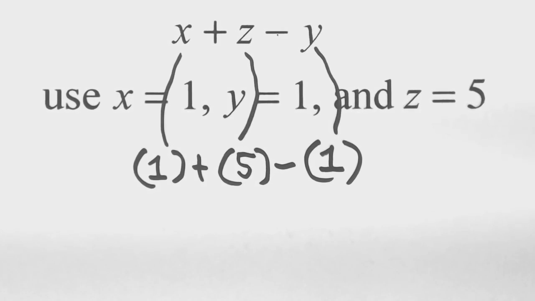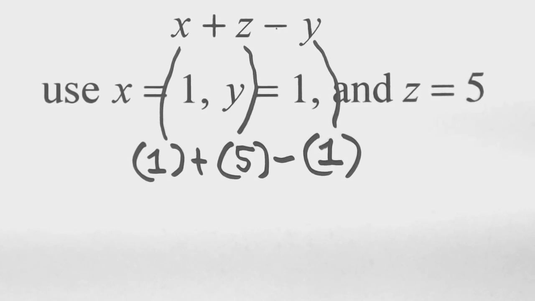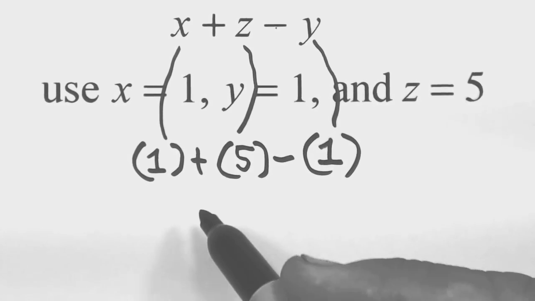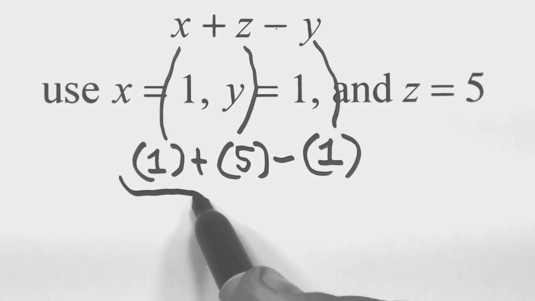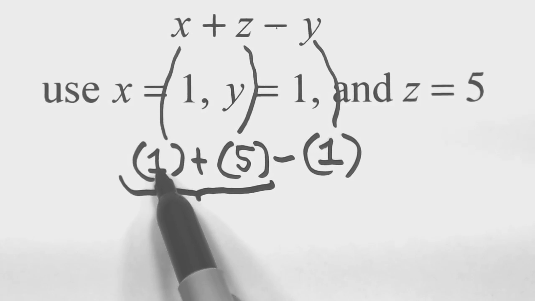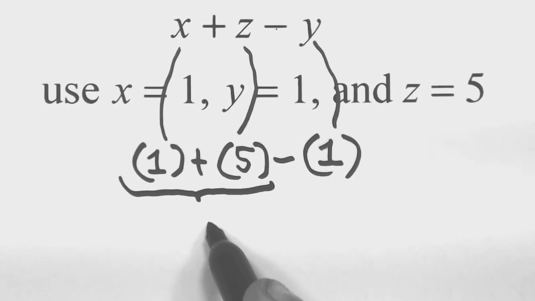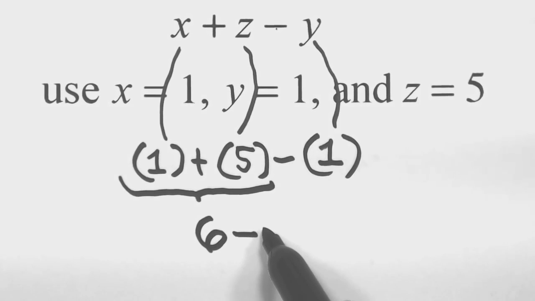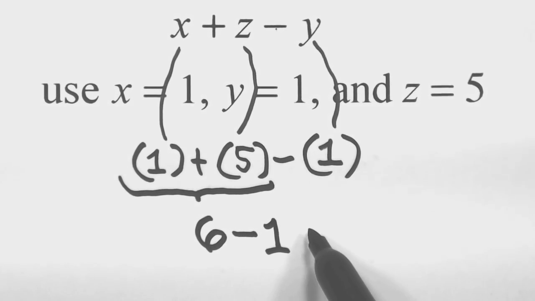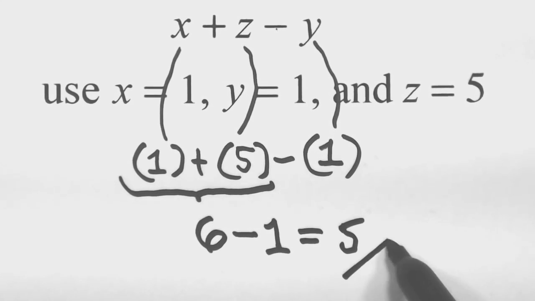Now, just like our last problem, all we're doing is adding and subtracting here. They're of the same level of importance in the order of operations. So we work from left to right. The first thing we do, 1 plus 5 gives me 6. And I copy down what hasn't been used. We're just subtracting the 1 here. And 6 minus 1, of course, equals 5. So there is the value of our expression.